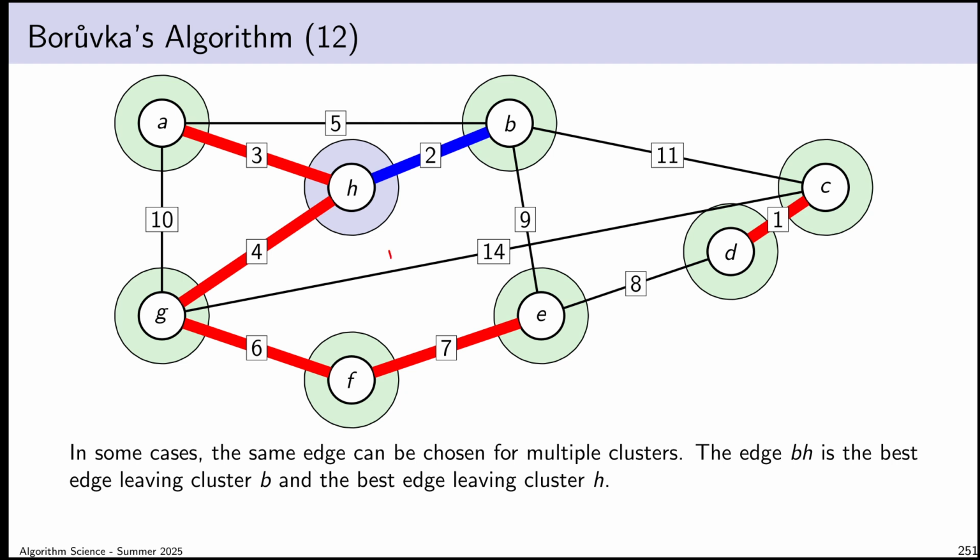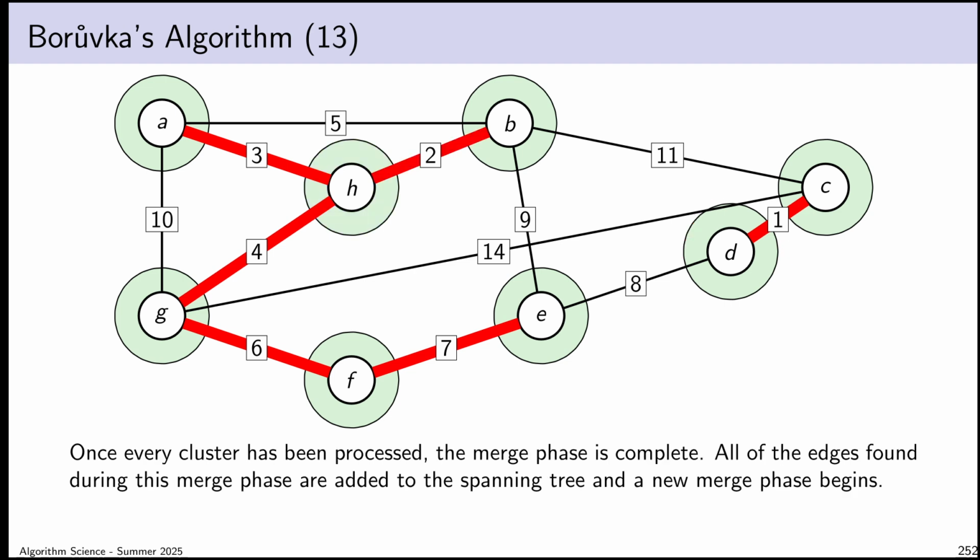Oh, actually, sorry, I also do the cluster H, and I choose this edge that I'd already chosen before. And so it's fine if different clusters choose the same edge, and it makes sense that they would. For example, if you look here, the minimum weight edge exiting both of these clusters is the edge CD. So at the end of the merge phase, I've marked all of these edges as being ready for merging.